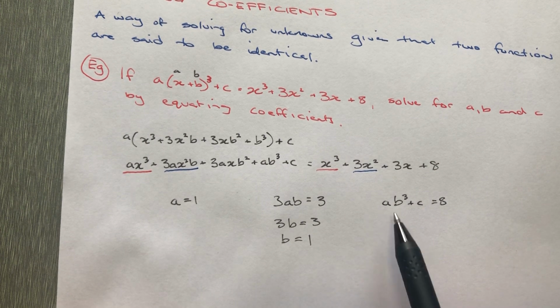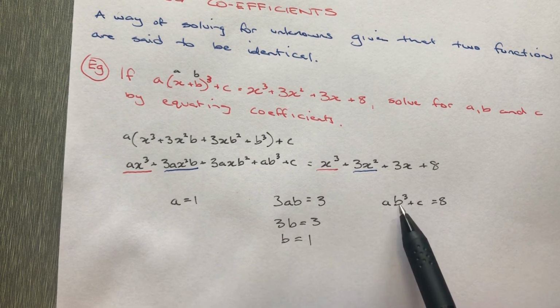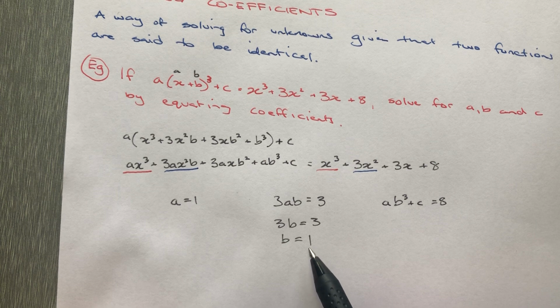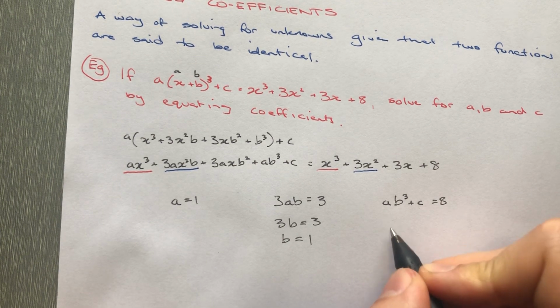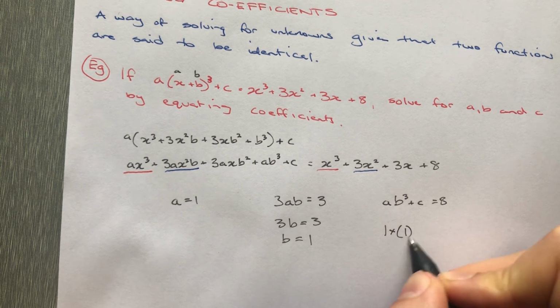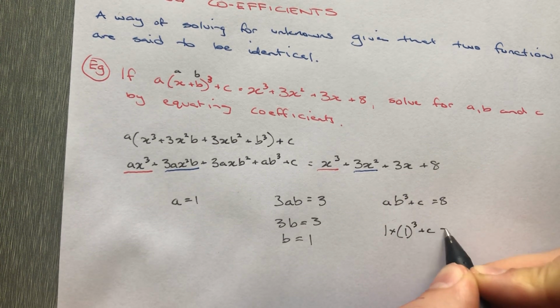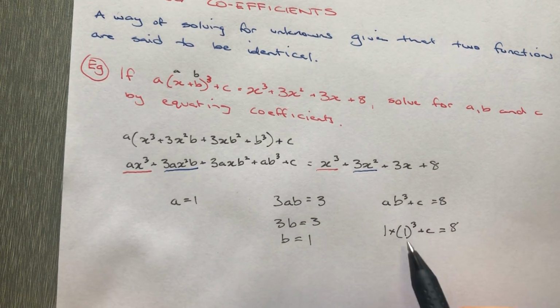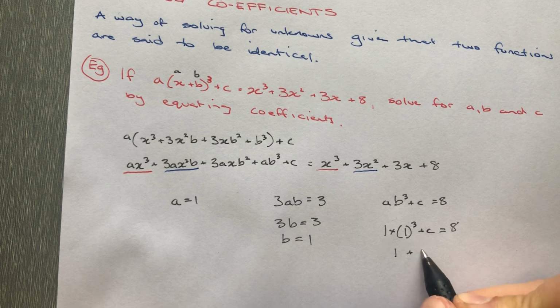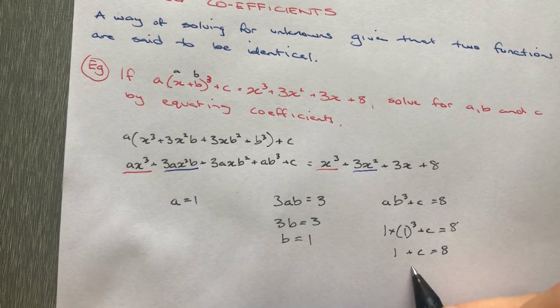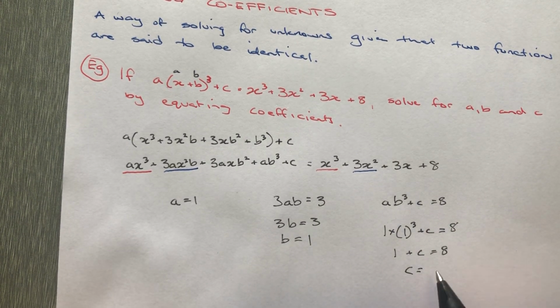Now we know what A is, it's 1. We know what B is, it's 1. So if we plug that in there, we're going to have 1 times 1 times 1 times 1, which is 1. So that gives us 1 plus C equals 8. So C is going to have to be 7. And we're done. There's our answers.